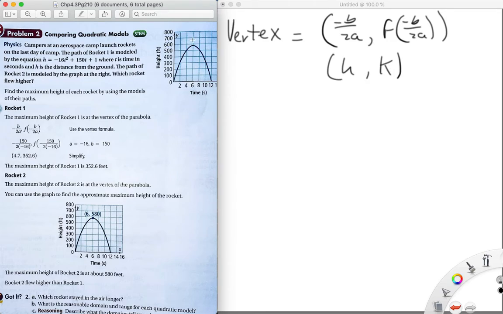It would be like around here somewhere. And that would give you your vertex points. And that would give you your maximum according to the graph, and the maximum that I give is 352. So that would be the height of your parabola.